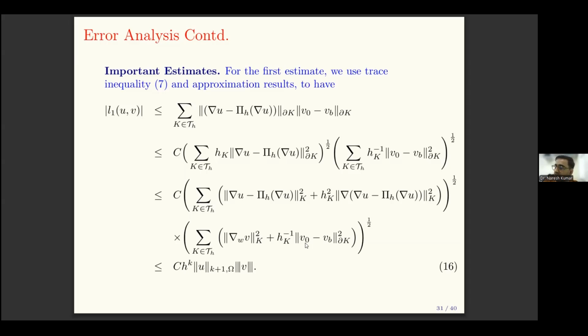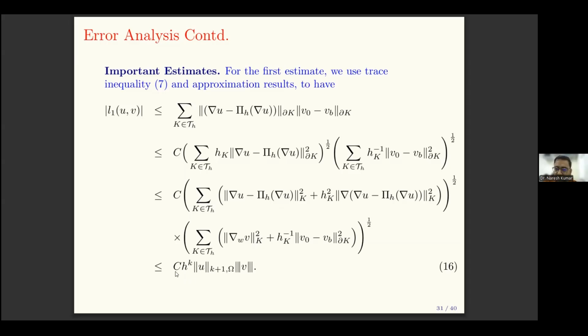It is a bilinear definition of the triple bar norm, and this can be handled by the approximation result. So here we apply the approximation result, and here we apply the definition. Then we obtain equation 16.